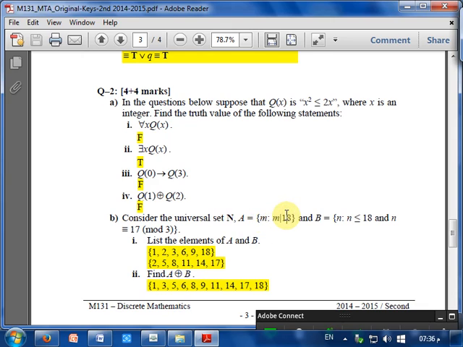Consider a universal set N where A is equal to m such that m divides 18. It means 18 divided by m is true. Any number which will divide 18. 1 will divide 18, so m will take 1. 2 will divide 18, m will take 2.